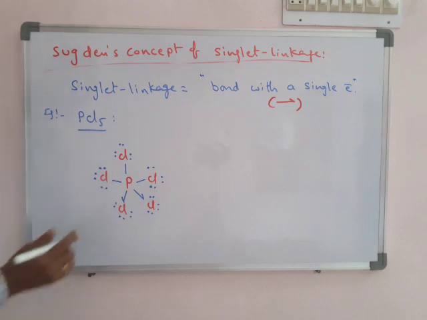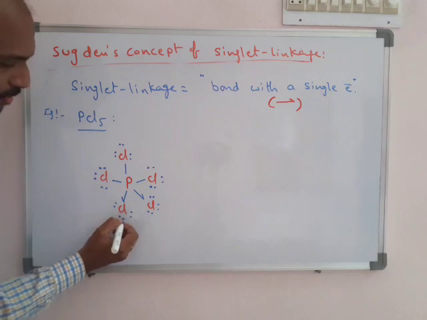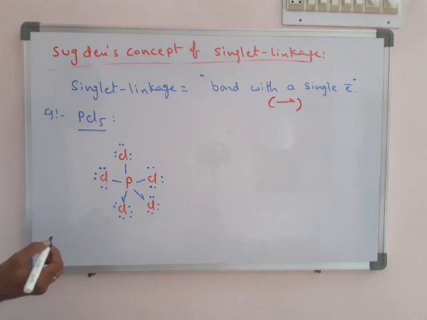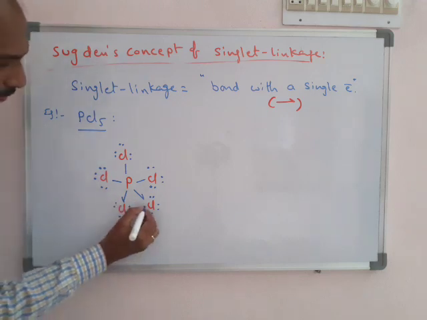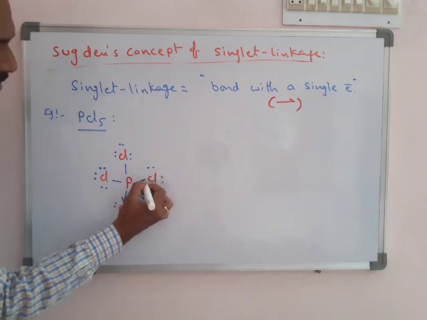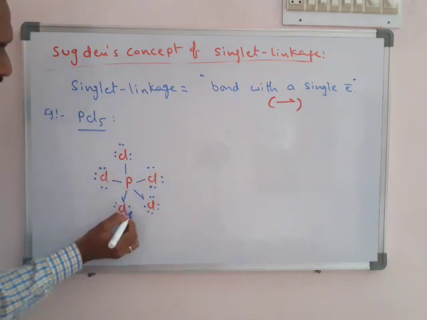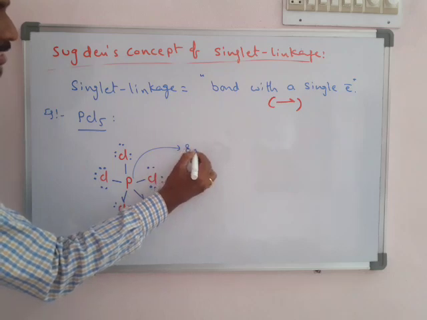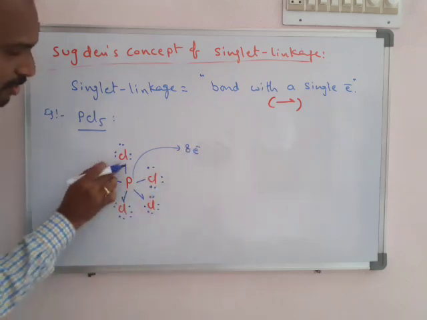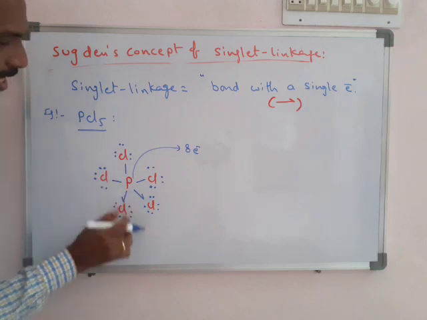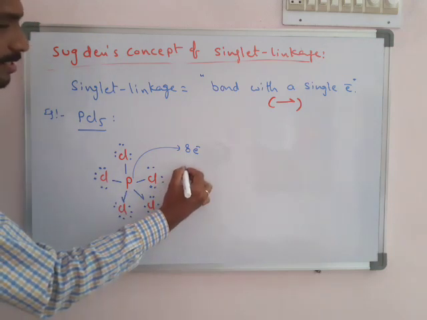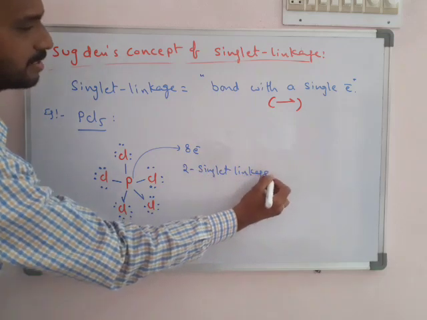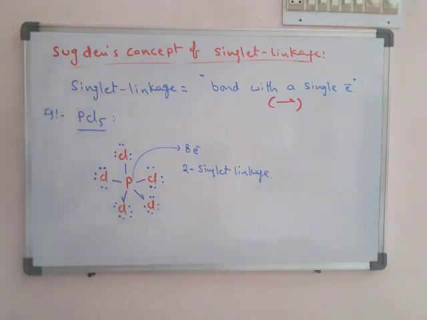Now phosphorus and all chlorines should have 8 electrons in their valency. Chlorine needs only 8 electrons: 1 2 3 4 5 6 7 8. Here one extra electron makes it 8. Now this phosphorus has 8 electrons in its valency shell: 2, 2, 2, 6, 7, 8. How many singlet linkages are present? It has 2 singlet linkages. This is one of the explanations given by Sugden.